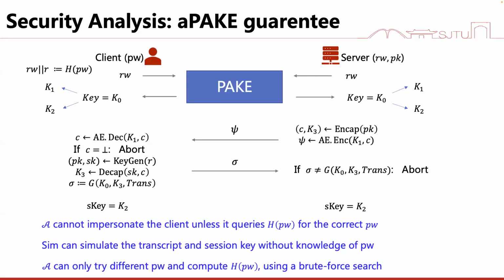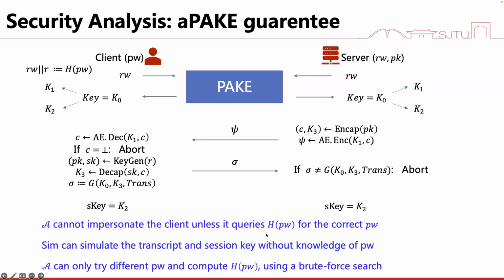And now the simulation can go through without the knowledge of the password. And we show that the adversary cannot impersonate the client unless it queries each password for the correct password. And this means the simulator can simulate the transcript and the session key without knowledge of the password. And this means the adversary cannot get the information of the password in the transcript or the session key.